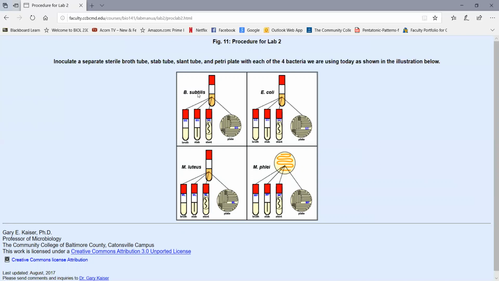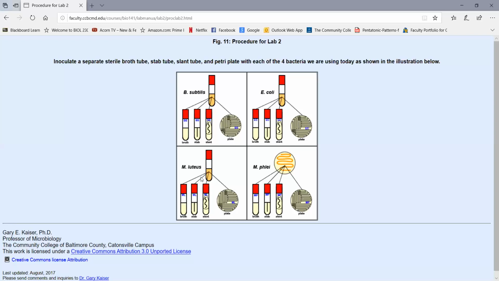Now, while you're doing Bacillus subtilis, your partner might take E. coli and do the same thing. Inoculate a broth tube with E. coli, then a stab tube with E. coli, then a slant tube with E. coli, and finally a petri plate with E. coli. Now, you only want to take 2 bacteria at a time, one for you and one for your partner, because we have to share cultures. So as soon as you finish with the first 2, then return them and pick up the other 2 bacteria.